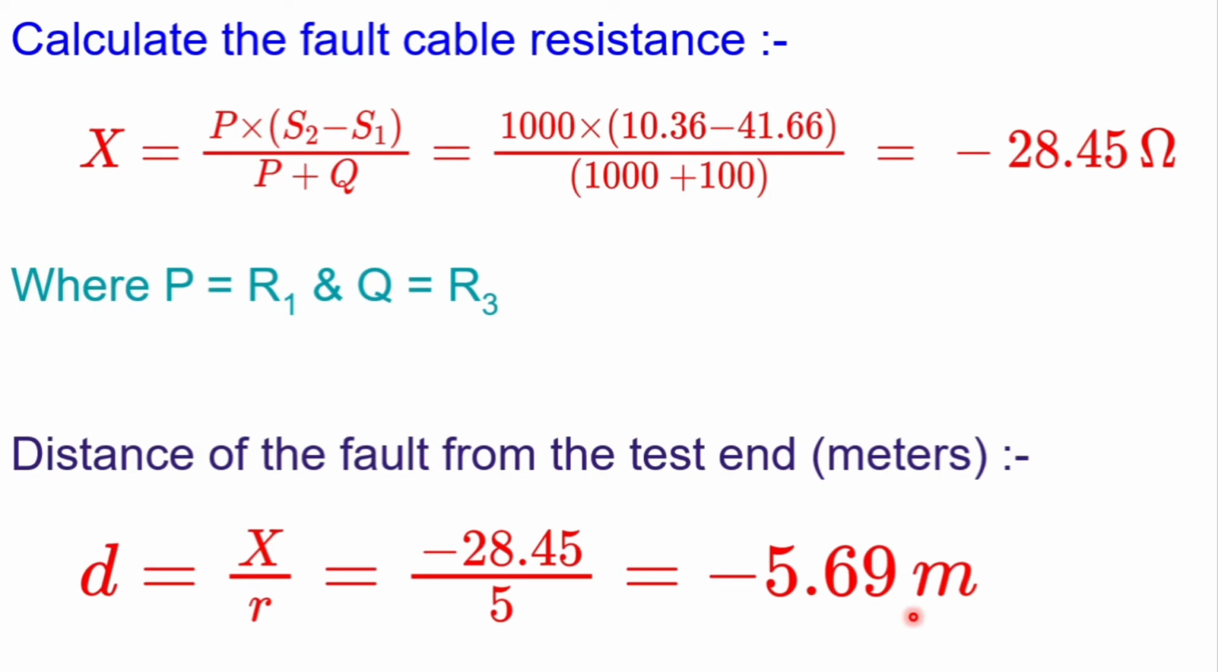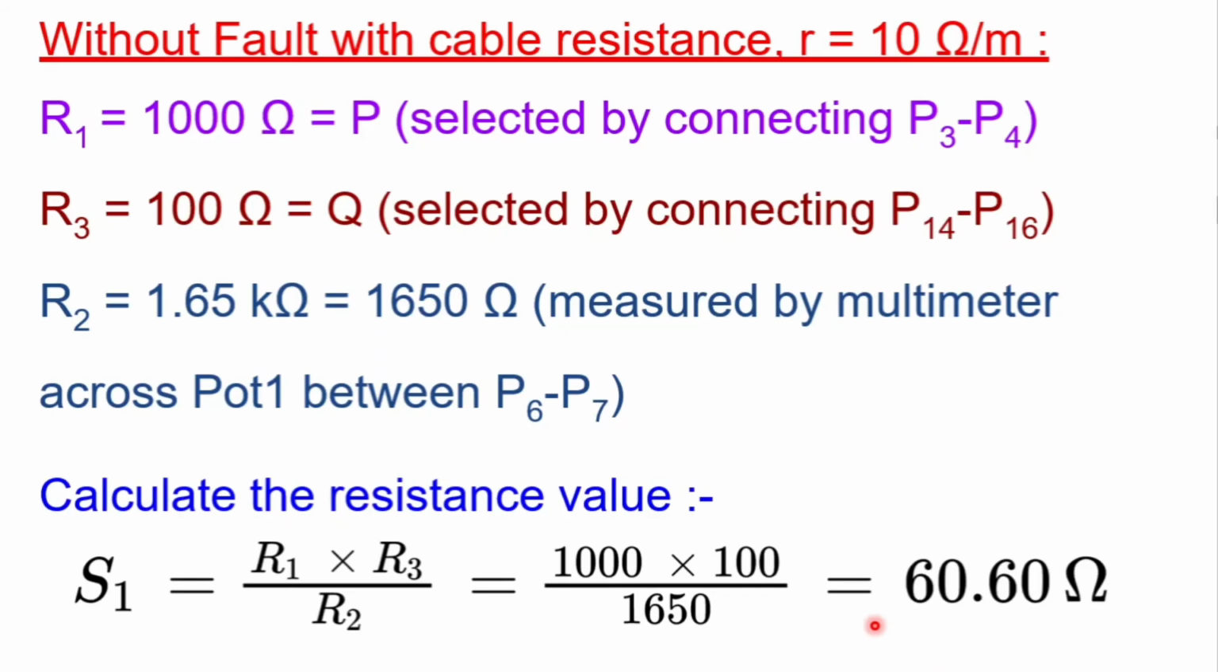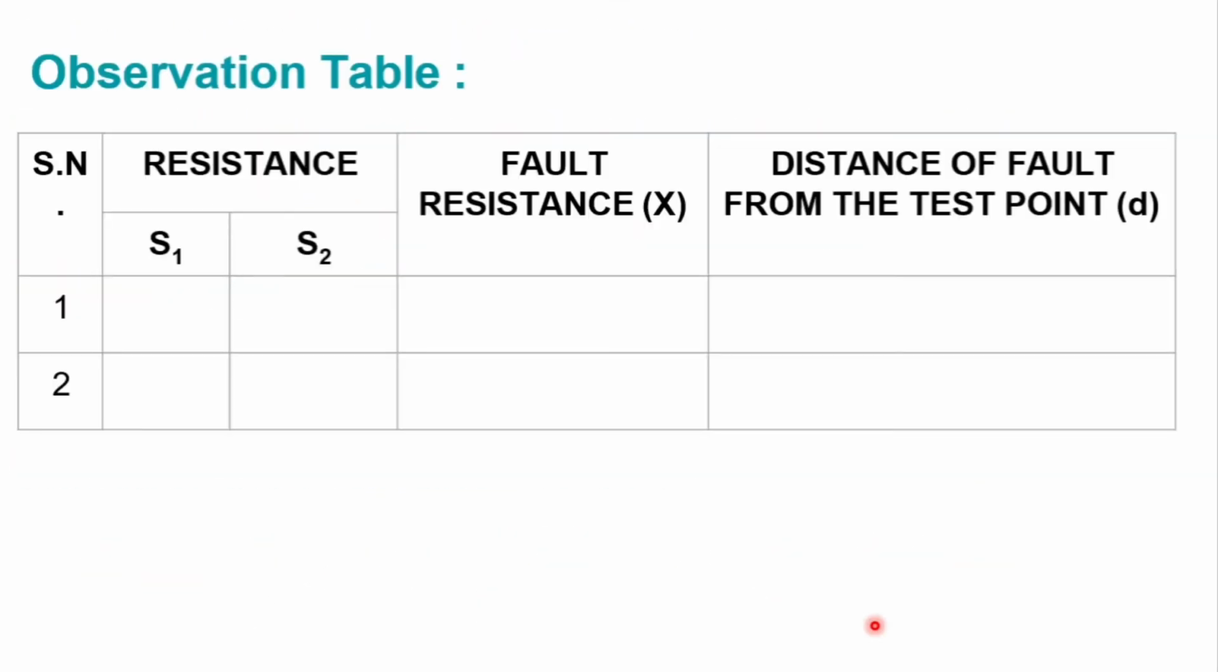Now this negative value is only because maybe some polarity has gone wrong, so you can take this value. Distance is not measured as negative, so it is ultimately 5.69 meters. Then for a different set of readings you can have different connections of the resistances. You can connect it to different positions in the faulty cable, so the distance could vary. Here I have taken some more readings and I have shown them in the PPT. So this is how you find out.